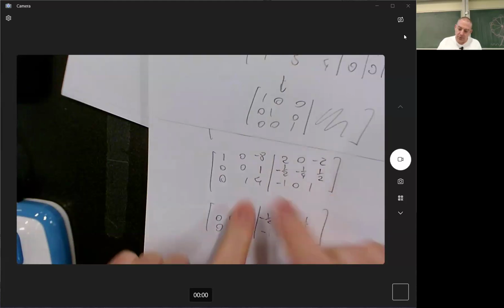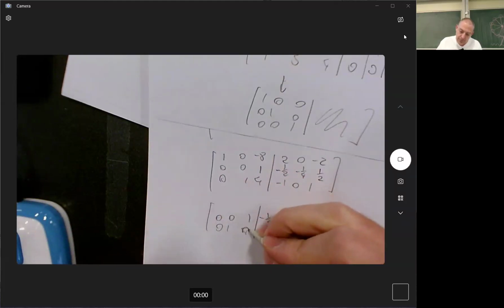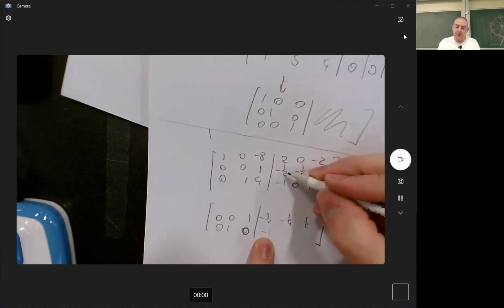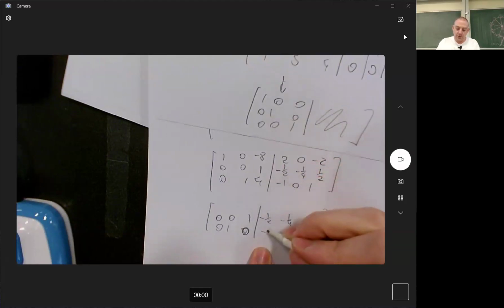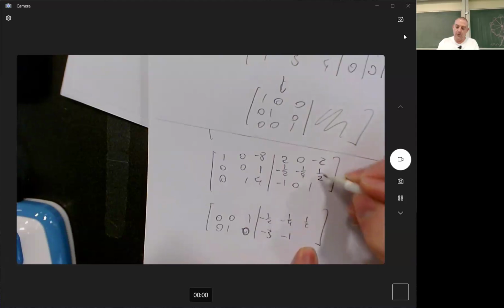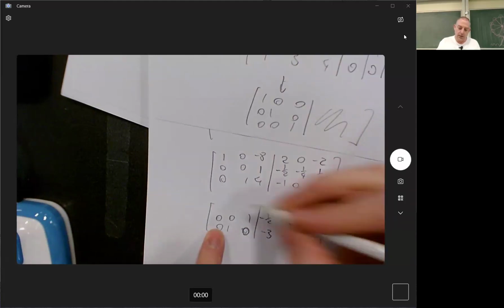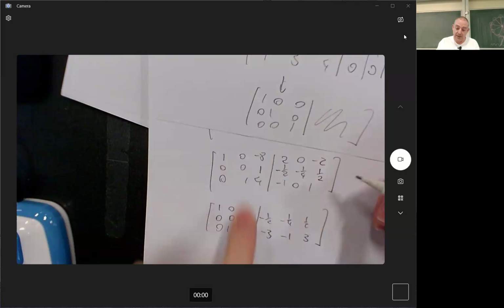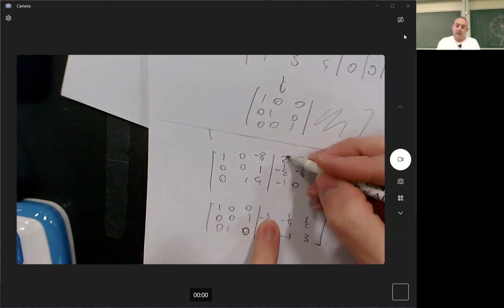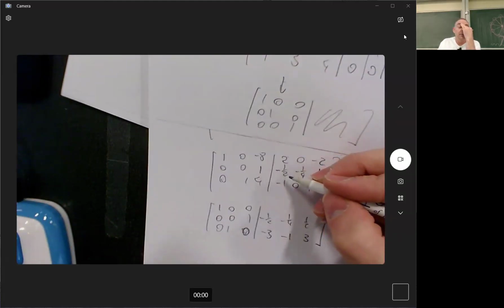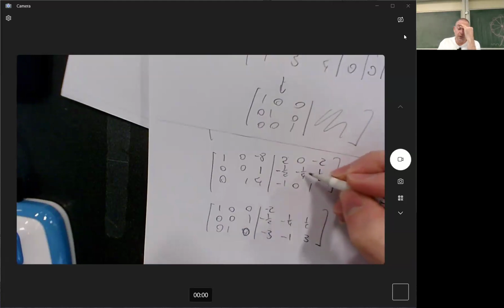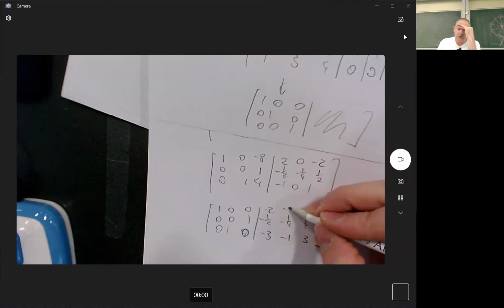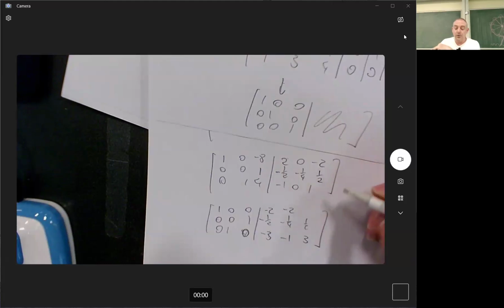I'm going to do this row plus 4 of that one. So 4 lots of a half is 2, and so that's minus 3, minus 1, 3. And then this row plus 8 of that one. 8 times minus a half is minus 4, so it's minus 2, 2 as well. That's plus 4. Okay.